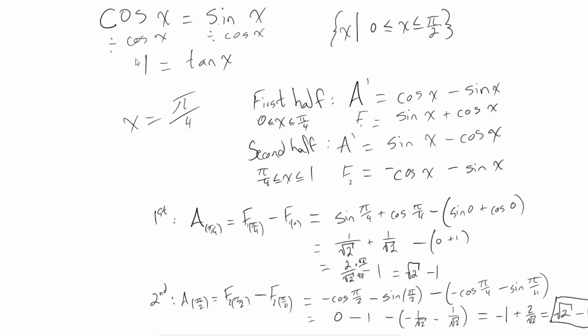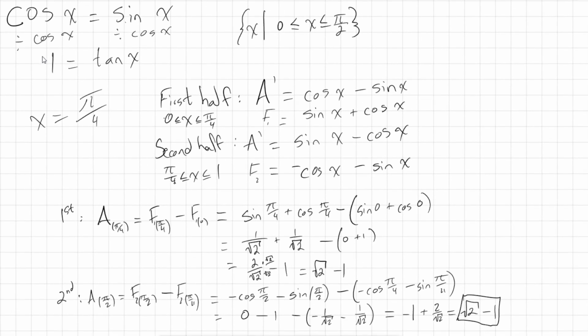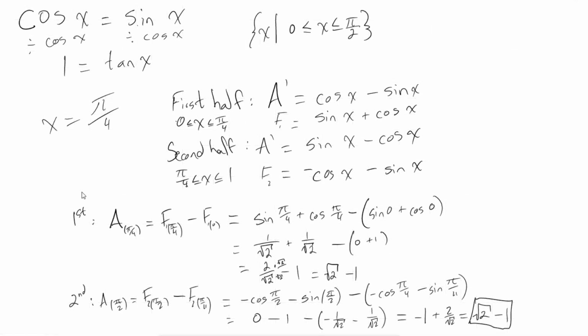Sorry, that got slightly cut off. Let me move everything over so it'll fit. There we go. Beauty. So we have root 2 minus 1 for the second half, and root 2 minus 1 for the first half.